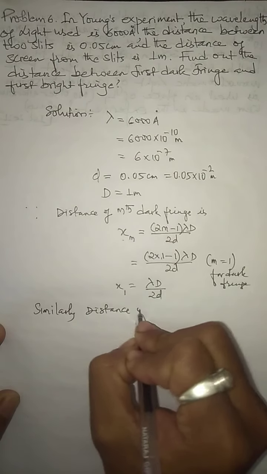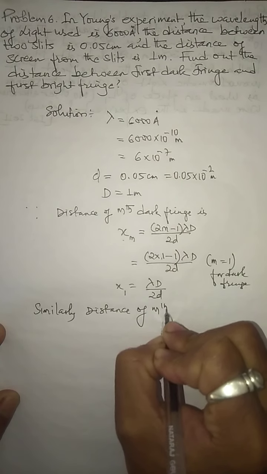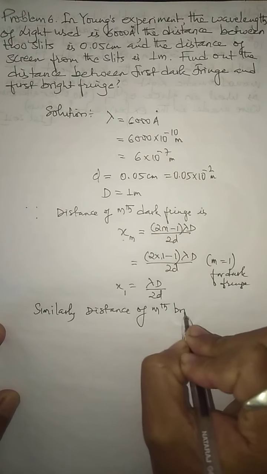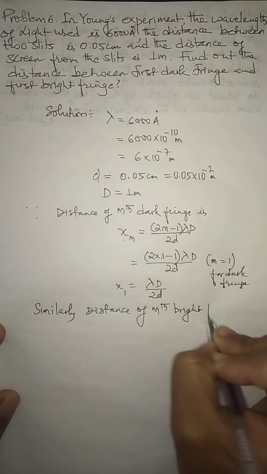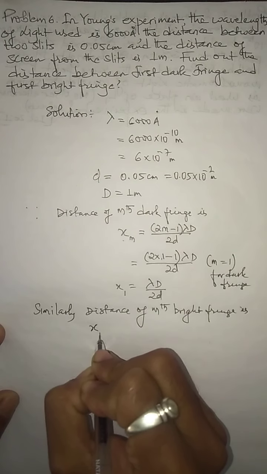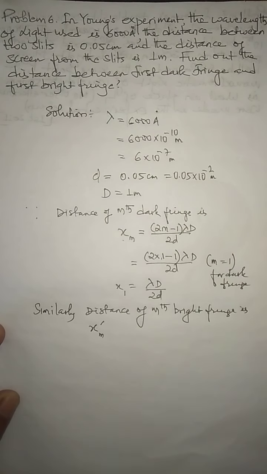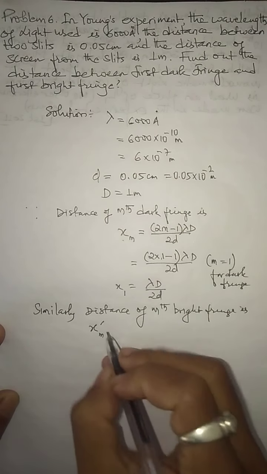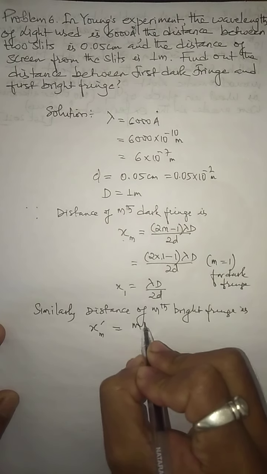The distance of mth bright fringe. The distance of what? Mth bright fringe is given by xm dash. Okay, let me write this way also, no problem. Xm dash is equal to m lambda D by d.